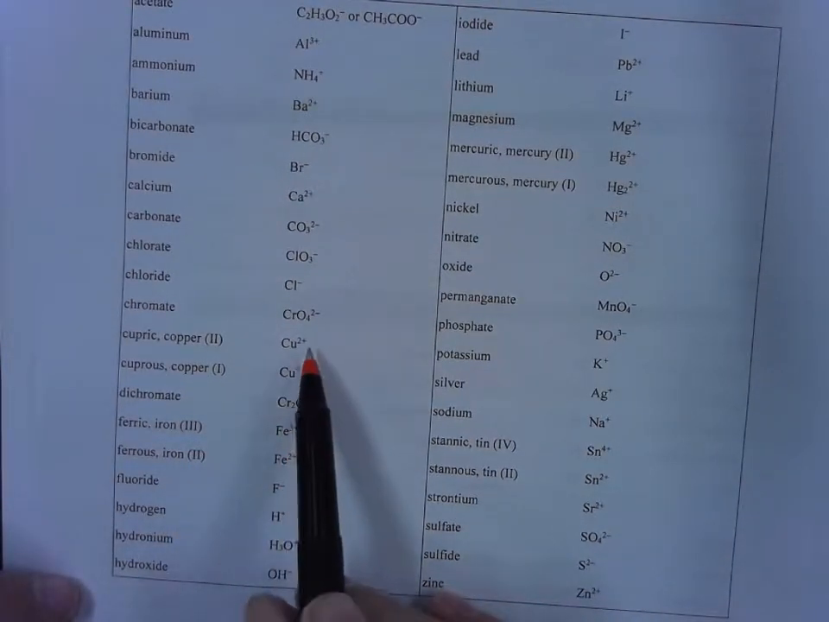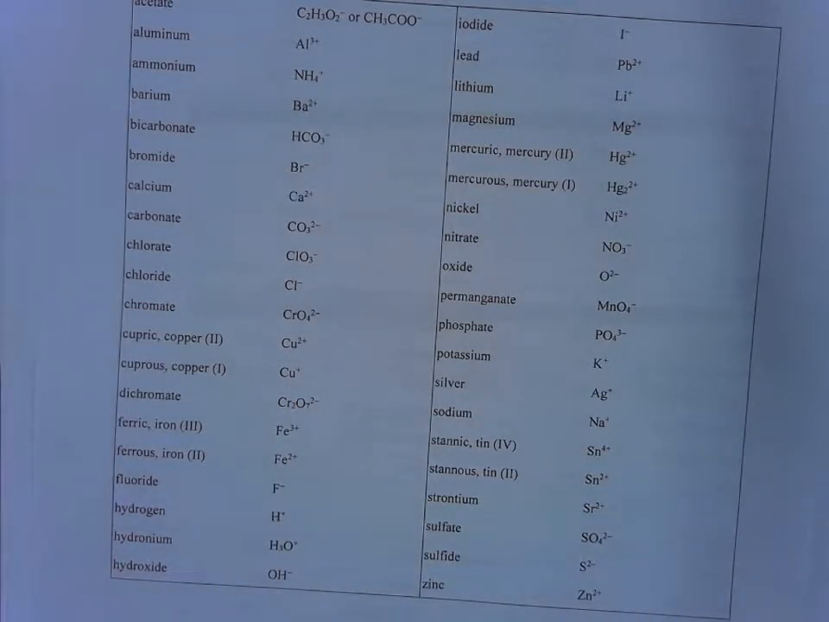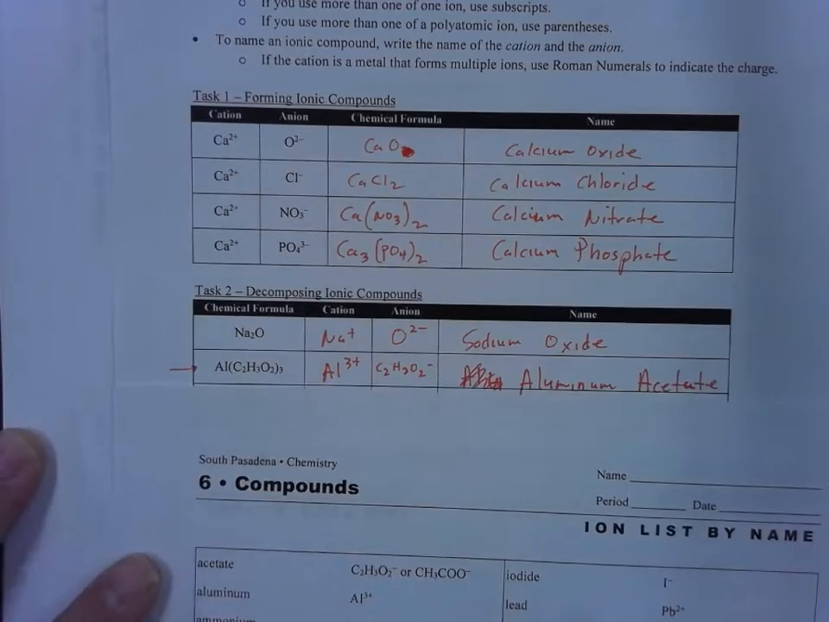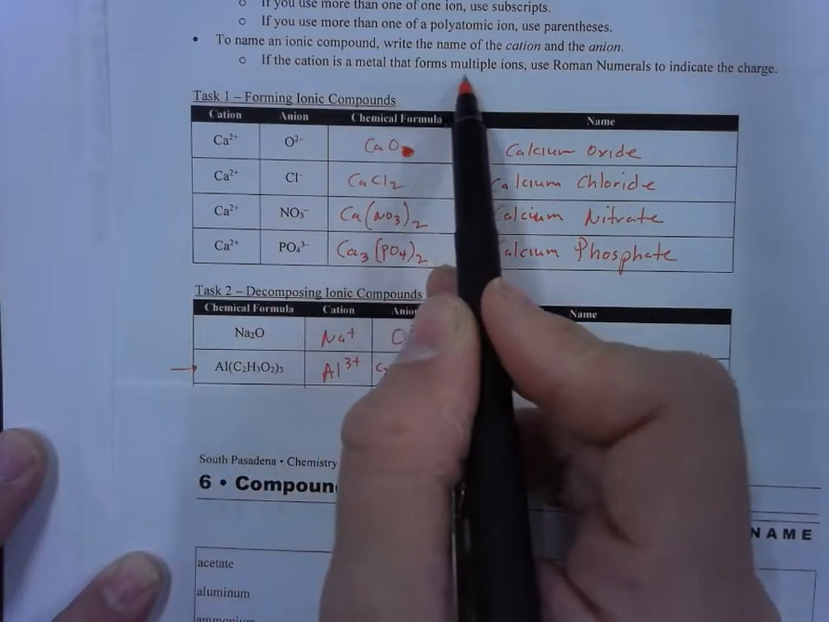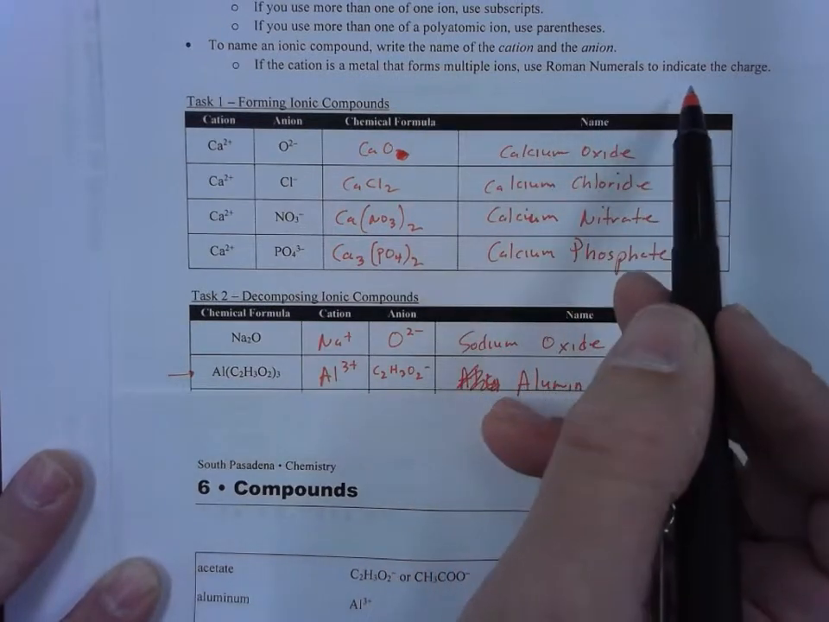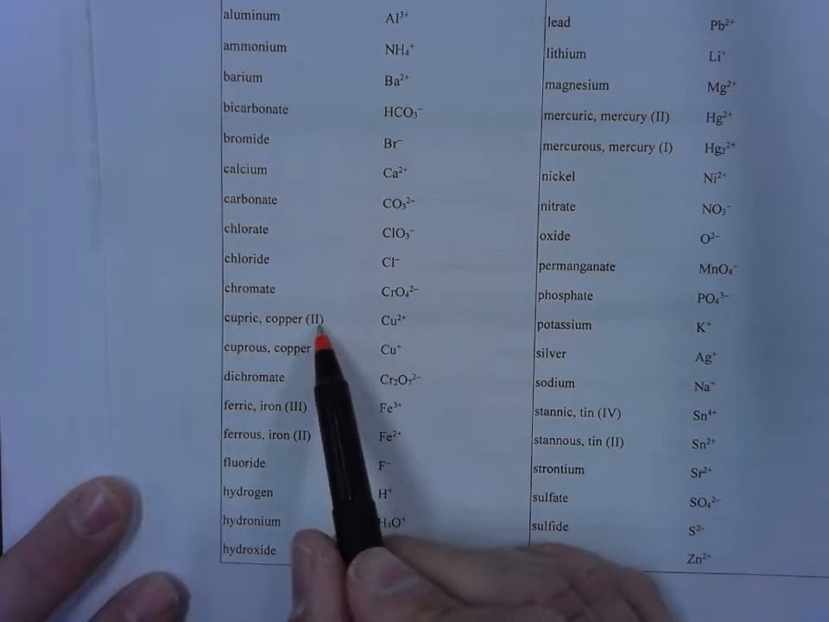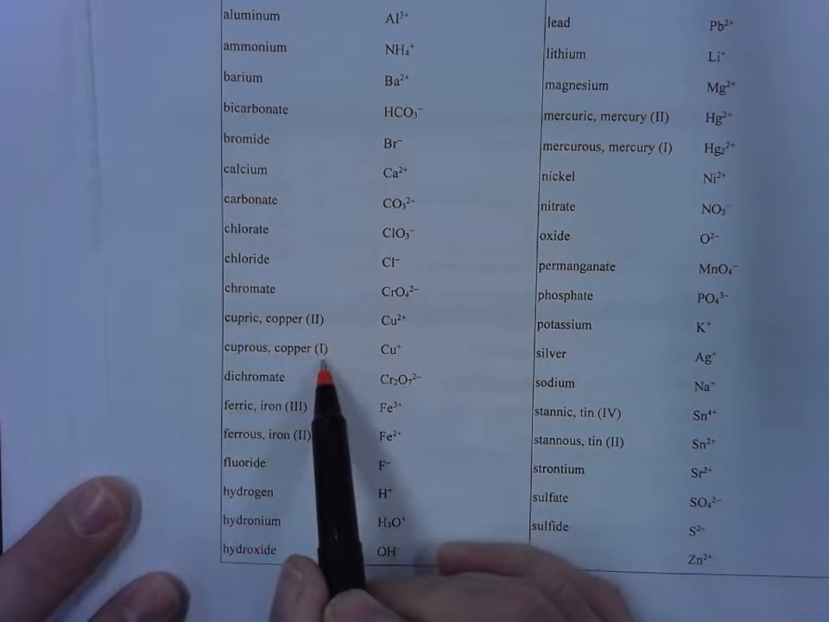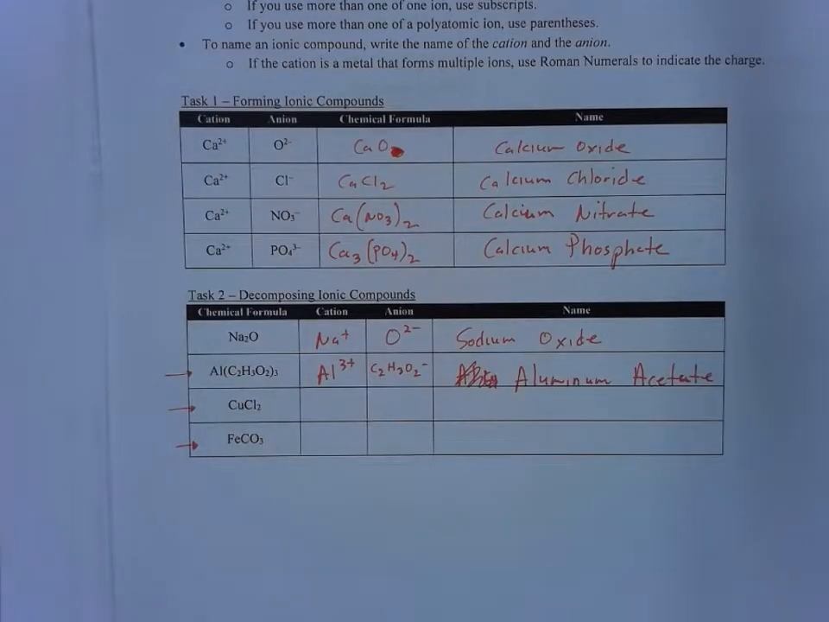Now, in the case of copper and iron, if you look here, iron can form either a +2 or +3, and copper can form either a +2 or +1. Excuse me, my battery's about to die. Okay, and so that's what this last bullet point here is discussing. If the cation is a metal that forms multiple ions, use Roman numerals to indicate the charge. They're saying, hey, look, copper can either be copper 2 or copper 1, and iron can either be iron 2 or iron 3. And it's your task to figure out which one of those it is.